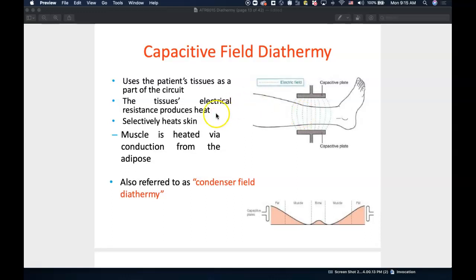One of the things that we see in this particular case is that muscle is being heated via conduction from the adipose tissue. So that adipose tissue is absorbing a lot of the diathermic energy, and that heat from the adipose tissue is actually traveling down to the target tissues. So it's a little bit different. We're not getting the heat from molecular vibration as we did with the inductive field. Heat is traveling down through the different tissue layers. Most of it's being trapped in that adipose tissue. And then the cool thing is the adipose tissue is so hot that that heat then just drops down into the lower layer, which would be the muscle layer of the body.